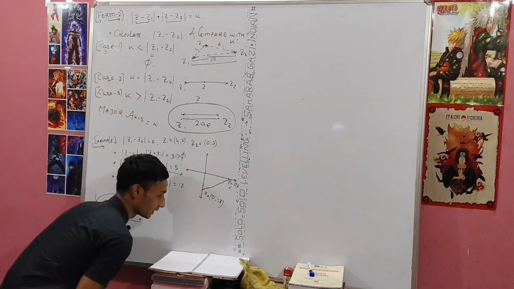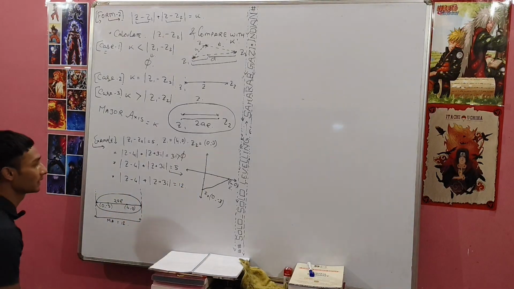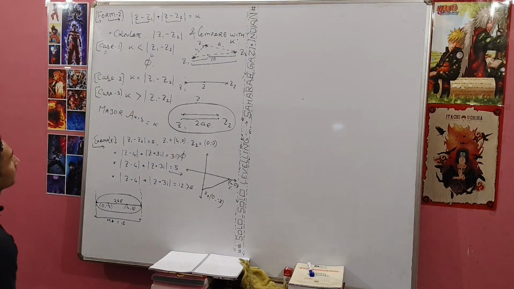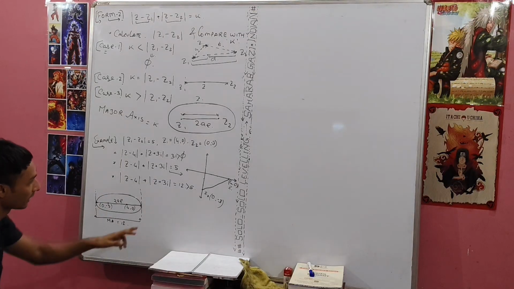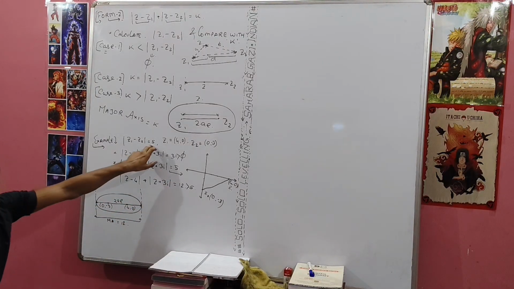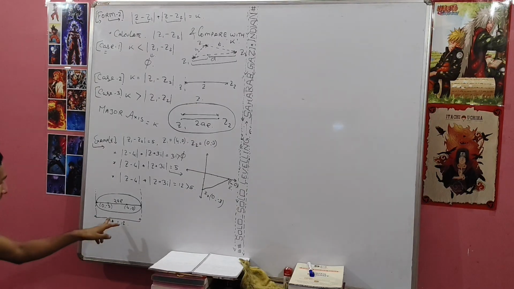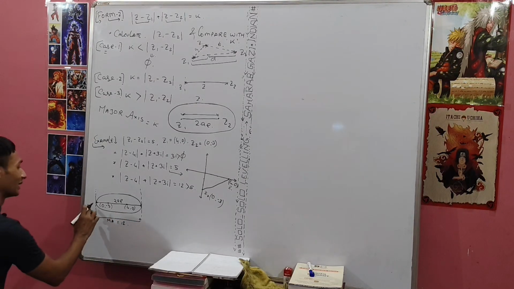And the third one, when k is greater than the distance between z1 and z2. Here it's 12, which is greater than 5. Okay, now here you will get an ellipse, this type of ellipse. Actually ऐसा होगा.